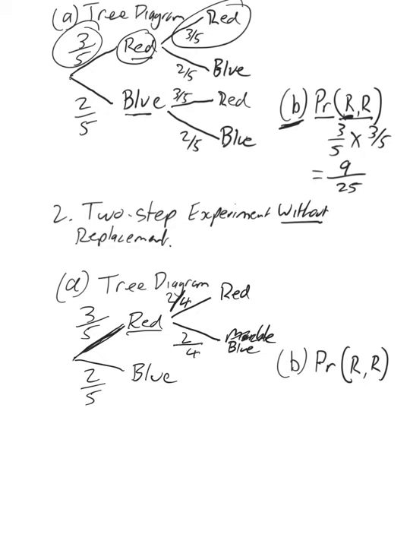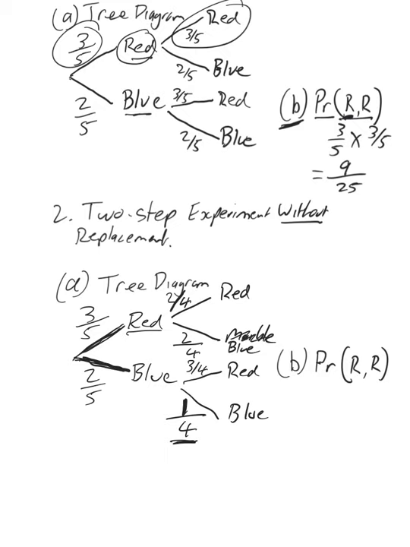Okay, and so down here, if we did select a blue marble first, and we look at the second step, then the probability for the red would be, there's still 3 red marbles, so it would be 3 out of 4. And the probability of getting a blue marble second, well, there's only 1 left out of 4 altogether. Okay, so there's our tree diagram. We're actually putting the probabilities along the branches rather than having multiple branches.